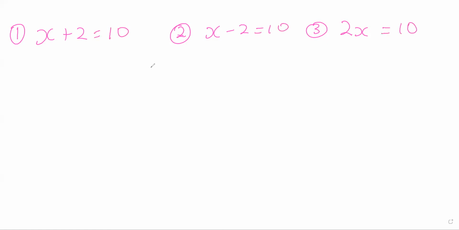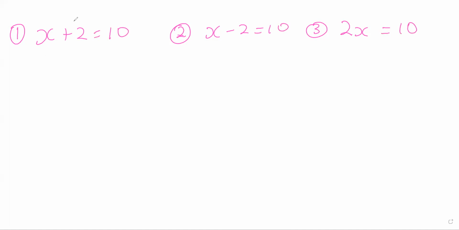Number one, we have x add 2. Number two, we have x take away 2. And number three, we have 2x. So look at the three expressions I give you here. I can make them into equations. So I can put x plus 2 equals 10, x take away 2 equals 10, and 2x equals 10. Let me see what's going on in these three examples.